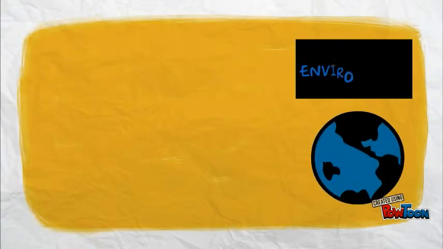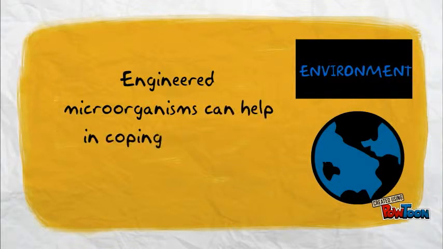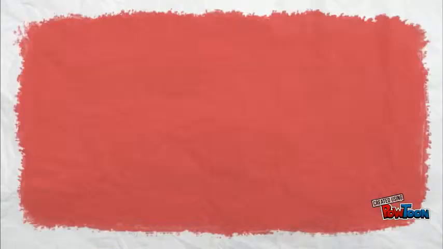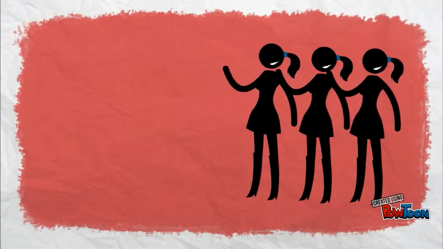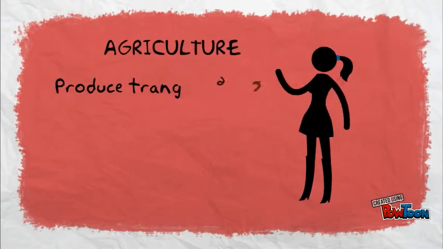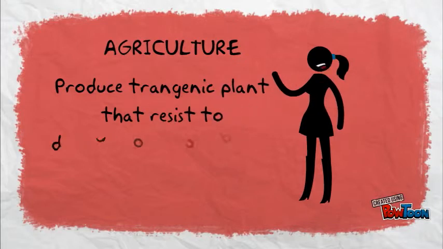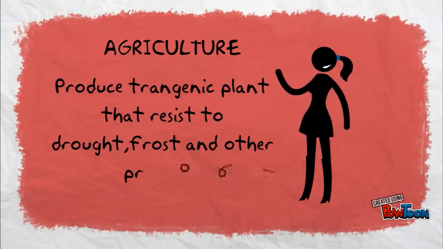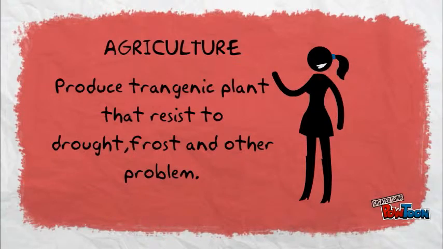For the environment, engineered microorganisms can help us in coping with some environmental problems. For agriculture, DNA cloning can produce transgenic plants that resist drought, frost, and other problems.